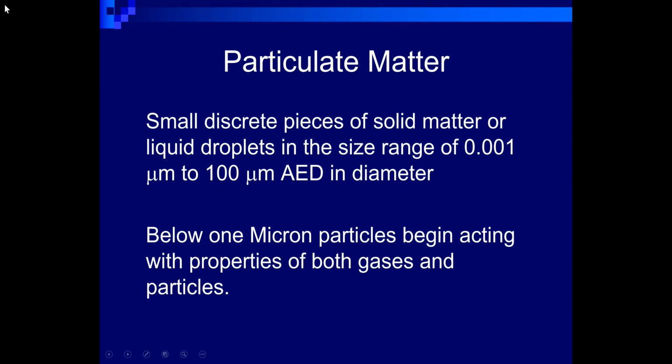So how do we define particulate matter? Small discrete particles of matter or liquid droplets in the size range of 0.001, that would be tenths, hundredths, thousandths, so 1 nanometer or 0.001 micrometers, to 100 micrometers AED in diameter. We'll talk about what that AED means in a minute. It's aerodynamic equivalent diameter. Since the stuff that's in the air isn't really uniform in either density or size or shape, we use a convention so that you can talk about it in a uniform manner with regards to where it's going to deposit or how it's going to behave.